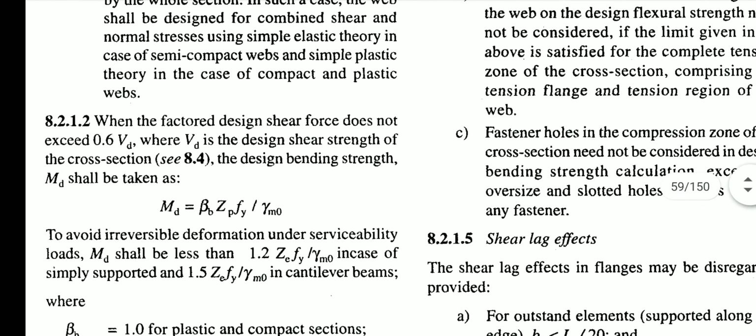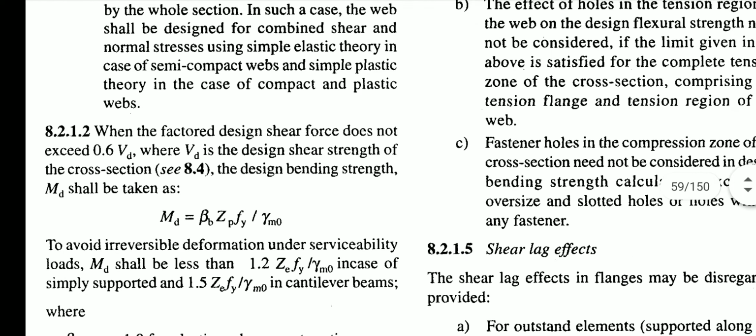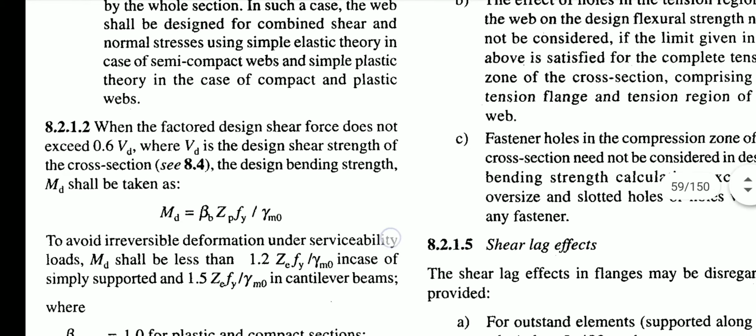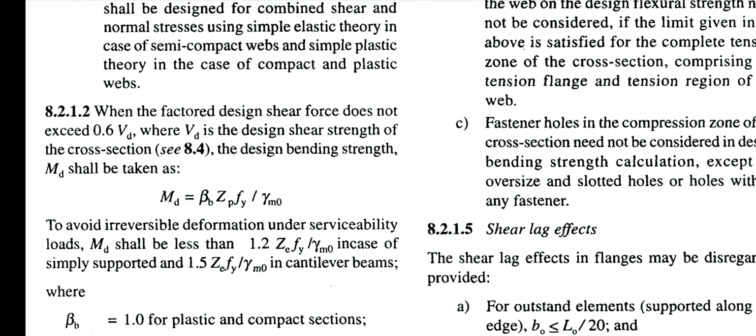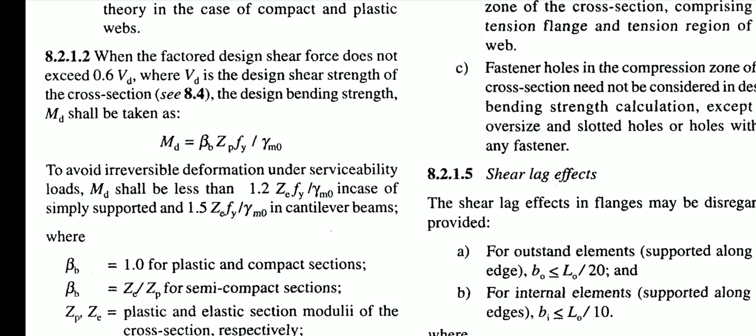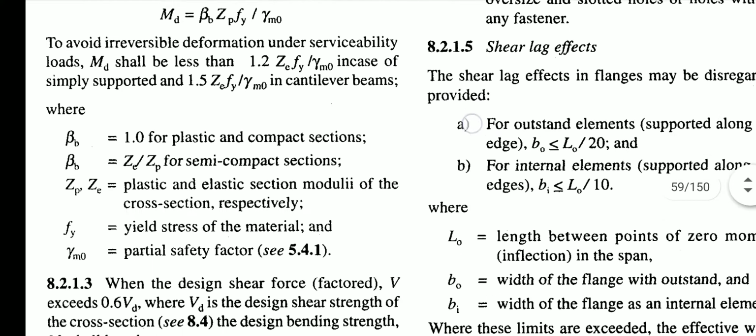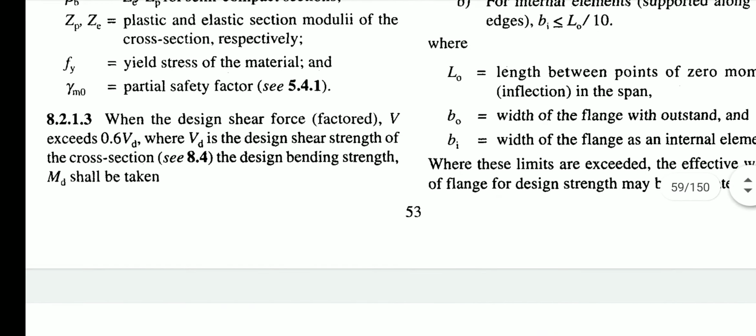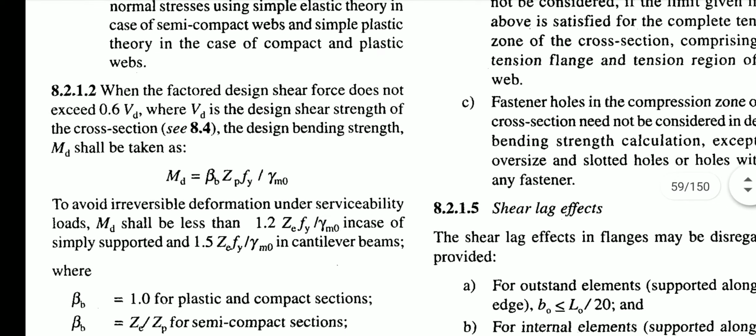See here, they have given: when the factored design shear force does not exceed 0.6 Vd, where Vd is the design shear strength of the cross section, the design bending strength Md shall be taken as given here. Md is equal to beta b Zp fy divided by gamma m0. In which page number? They have given it in page number 53. It is clause 8.2.1.2, you note down these page numbers.